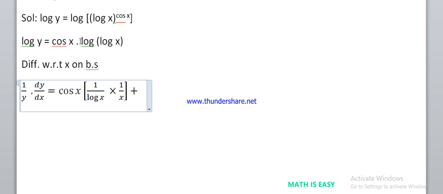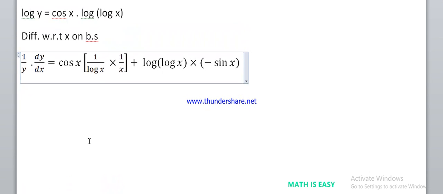V means this log x, log of log x will remain same, log of log x into derivative of u. Derivative of u means derivative of cos x is going to be minus sin x.